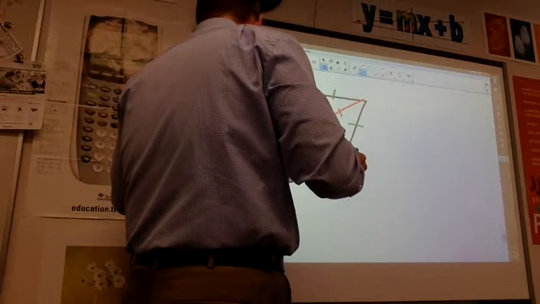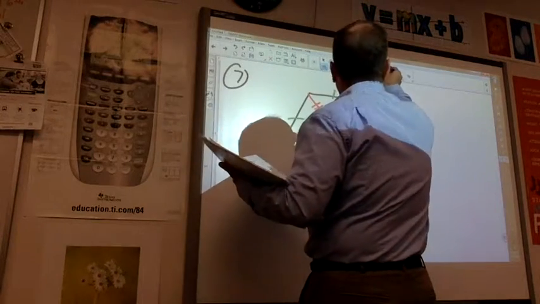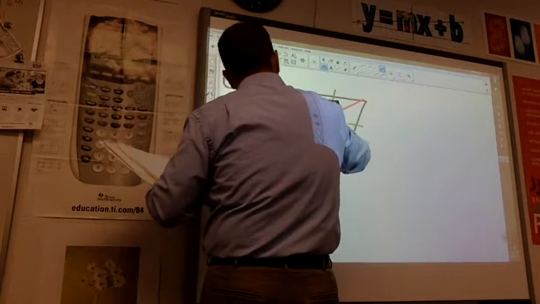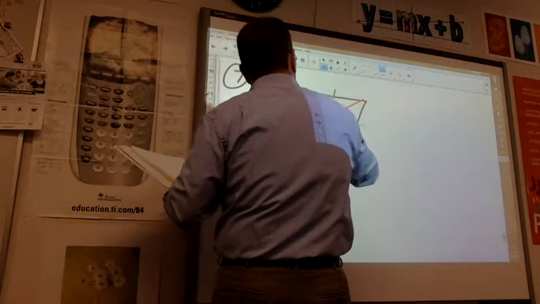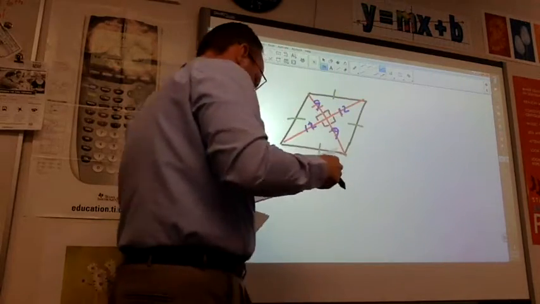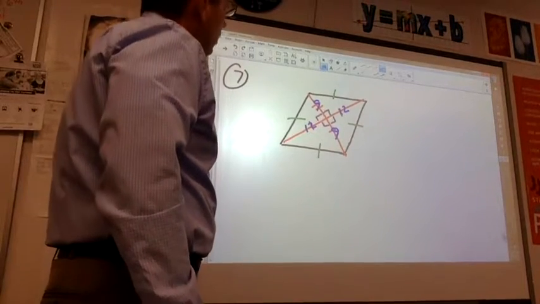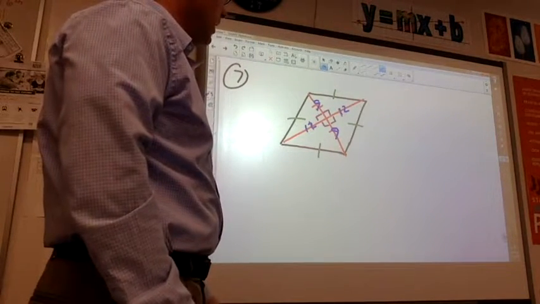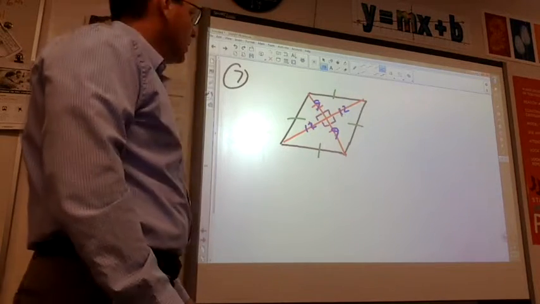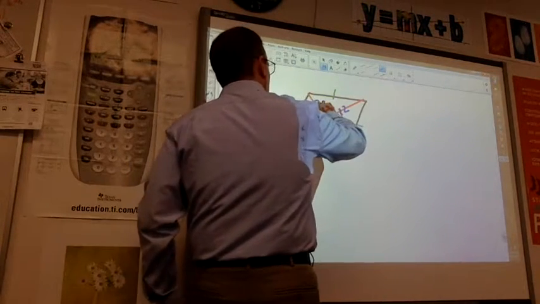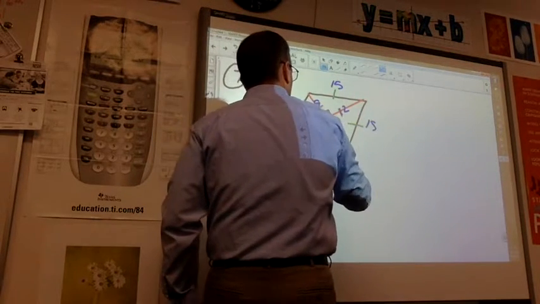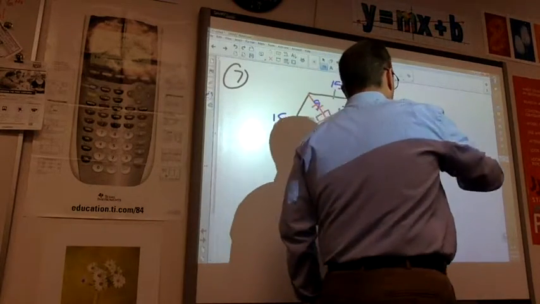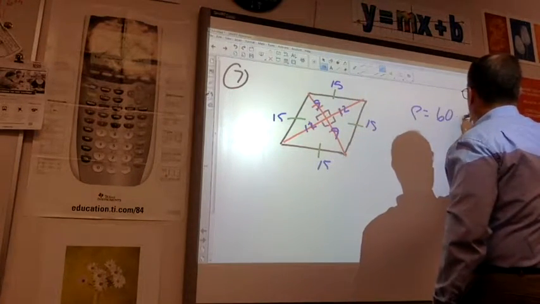So we know that from A to C is 18. So this is 9 and this is 9. And B to D is 24. So this is 12 and this is 12. Find the perimeter of ABC. That's a 3, 4, 5, isn't it? In disguise, right? So 3 times 3, 3 times 4, 3 times 5. So that's 15, 15, 15, and 15. So the perimeter is 60 units.